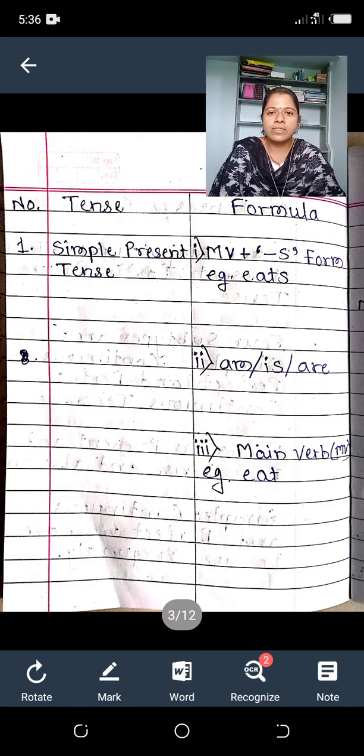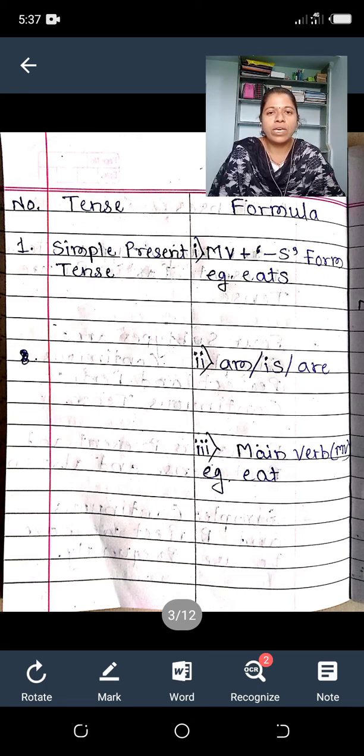See the first tense, simple present tense. Actually, the name is simple, but it is a very difficult one because we have to use it frequently, and major mistakes the people do while using simple present tense. So it is not simple, don't forget it. See the formula, how to use simple present tense.